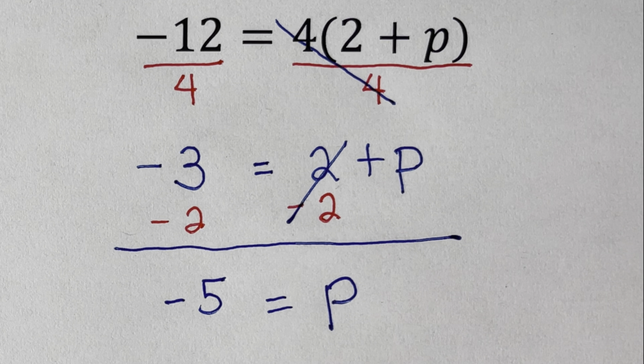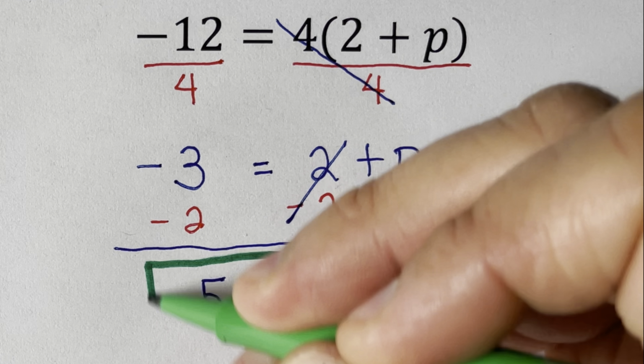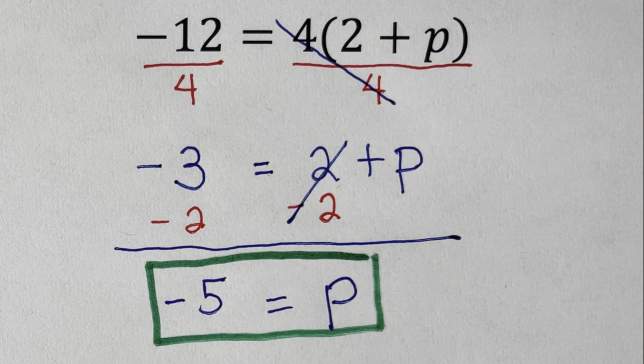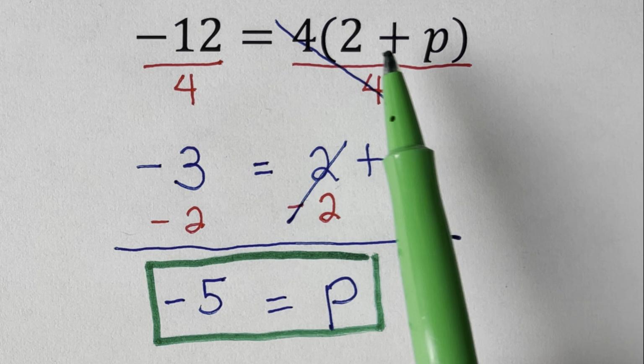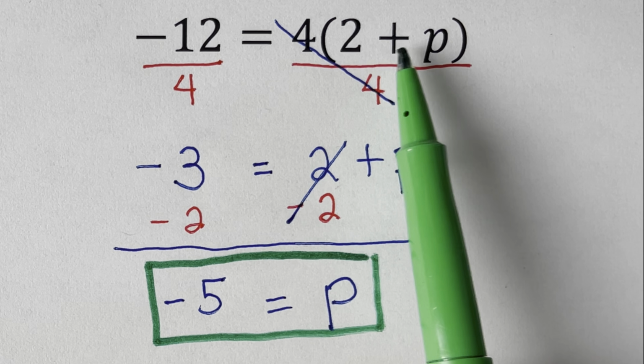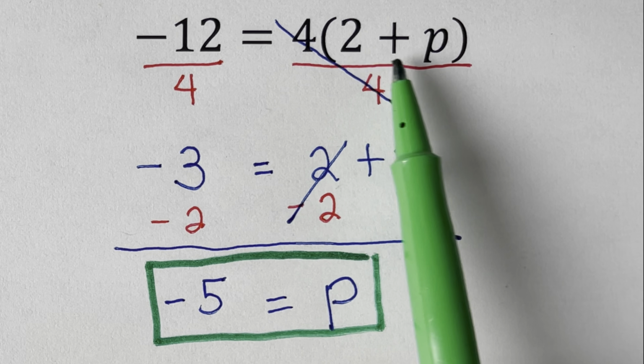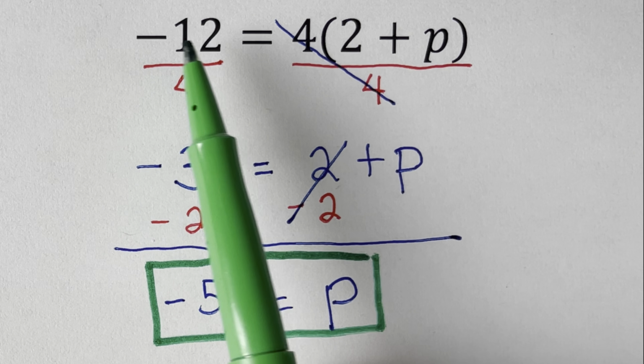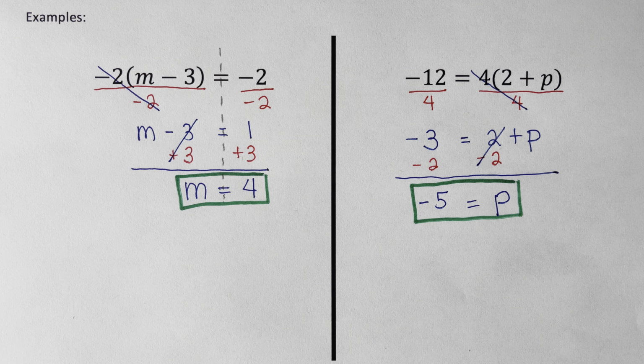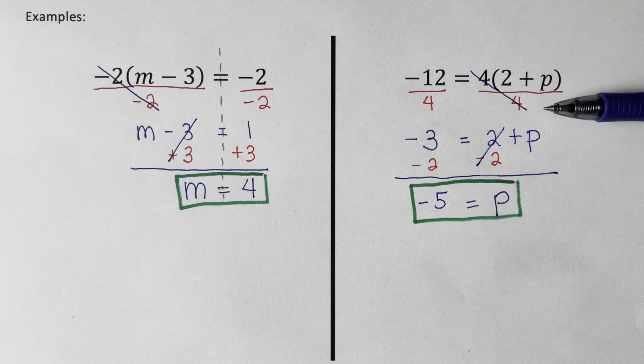So this is the value of p that will make this equation true. And this makes sense because 2 plus -5 is -3, and -3 times 4 is -12. This is a two-step equation because the first step was we divided both sides by 4, and the second step is we subtracted 2 from both sides. So this is a two-step equation.